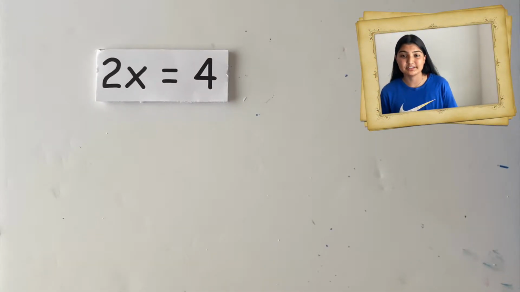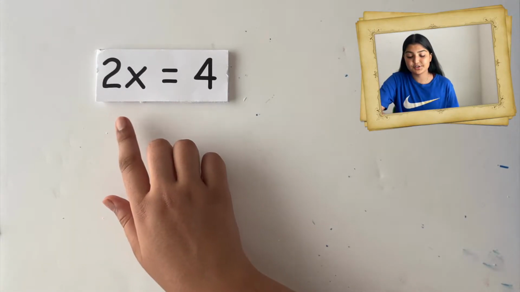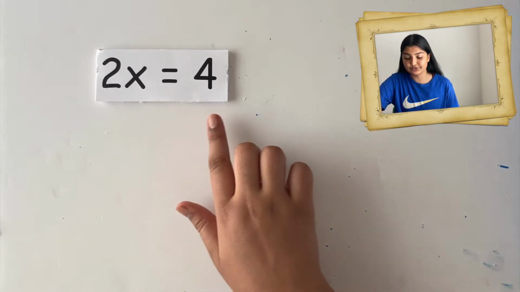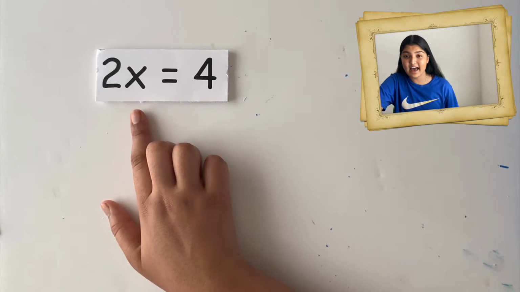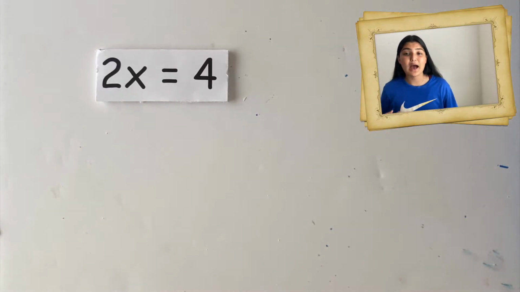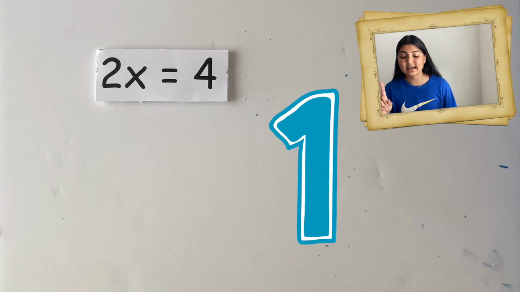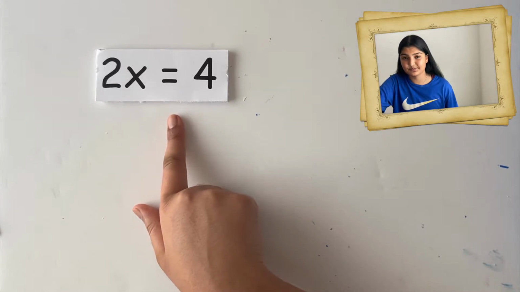Here is an equation. 2x is equal to 4. Now, in order to solve this equation, we have to find what's missing, or in this case, what the value of x, our variable, is. So how can we do that? Well, to find the value of x, we need to keep x alone on one side of the equal sign.